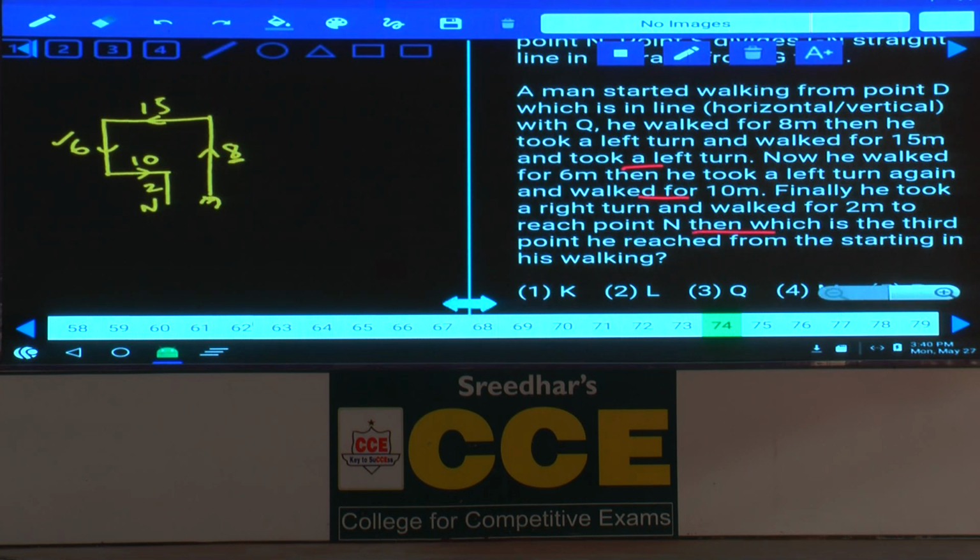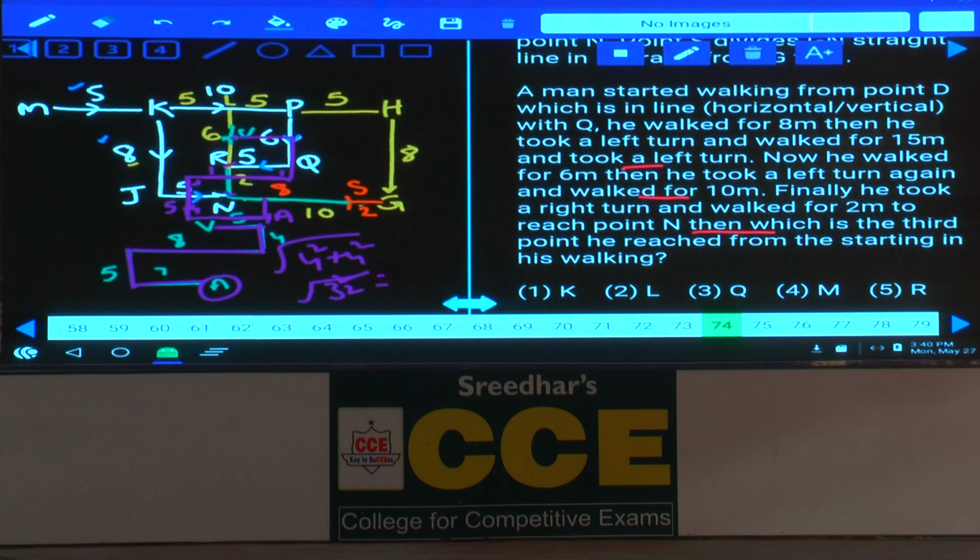Then which is the third point he reached from the starting point in his walking, isn't it? What is the direction here? Finally, what is the distance between N and the initial point? Only 5 meters is the distance, isn't it? Now this distance must be 5. Now as this distance is 5, tell me how to represent this one in this diagram. Now the distance is 5 in this one. Tell me what is the answer here?